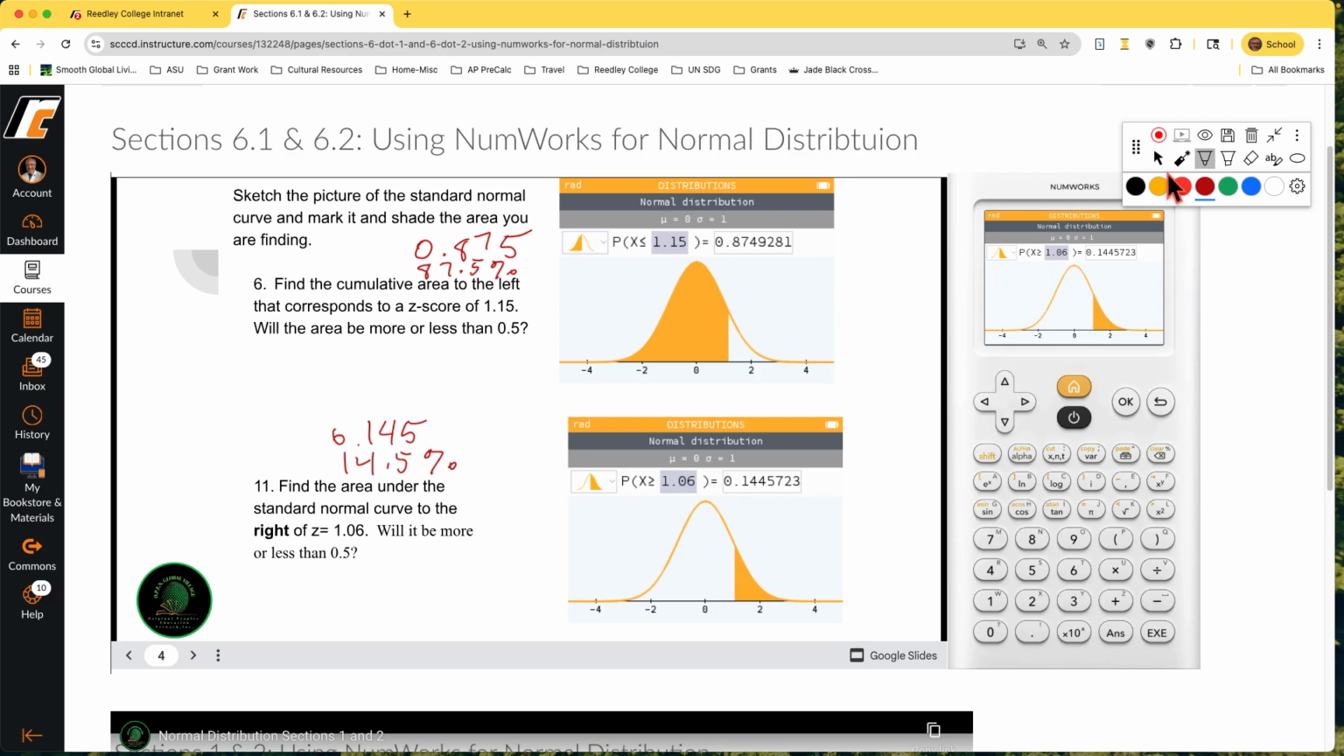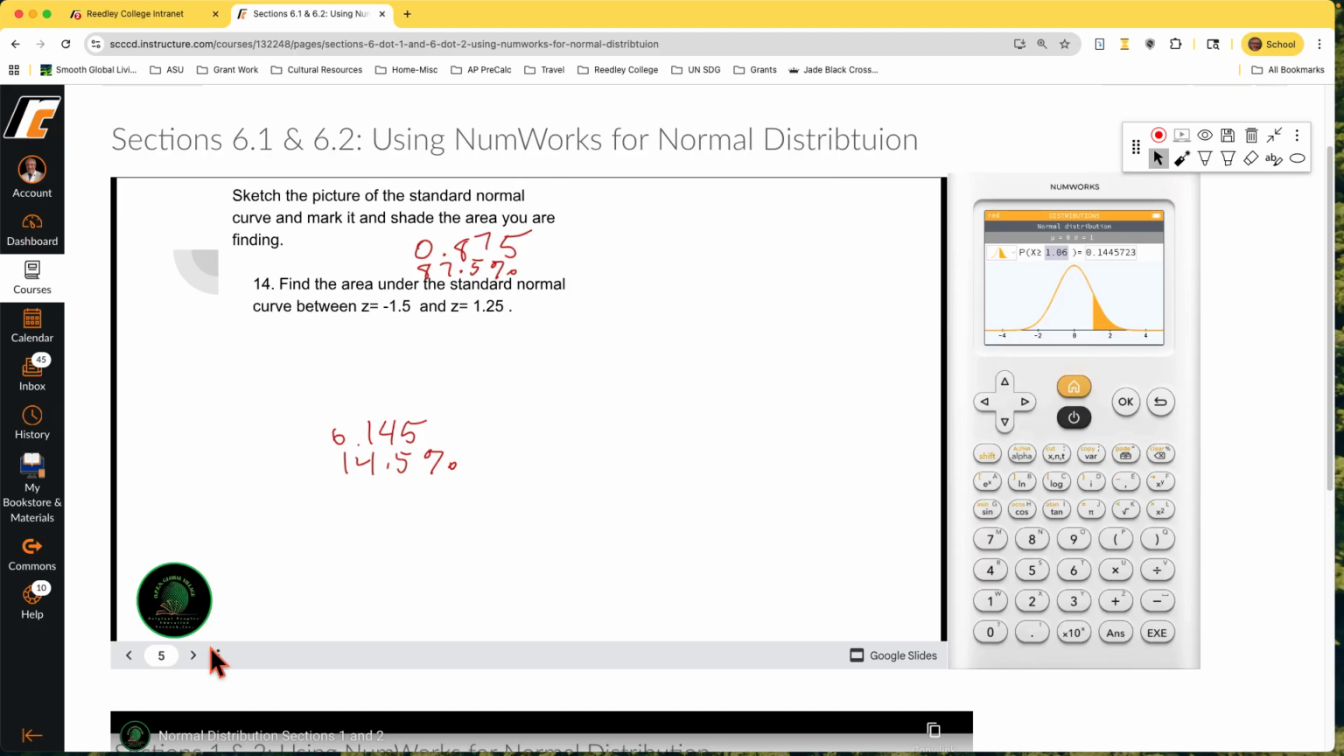There's only one other thing we can do, and that's to find the area between two values. This is maybe the hardest one, but I don't know if it's all that much harder. If we want the area under the standard normal curve between two values, we get the tool that is the between, which is the middle tool. Good place for the middle part to be, right? And we have to put in two values instead of just one.